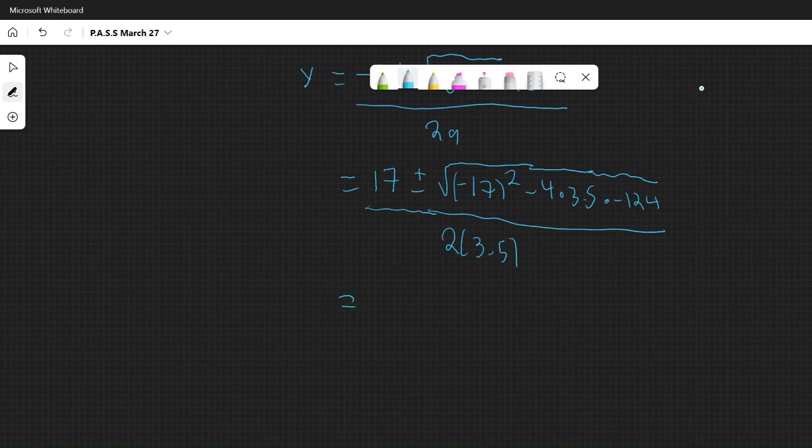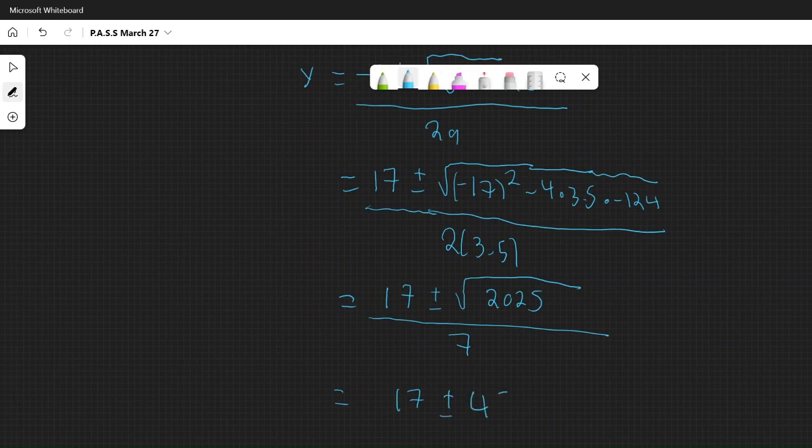So this comes to 17 plus or minus the square root of, what was it? Of 25 all over 7, which equals 17 plus or minus, that equals 45 exactly, over 7.